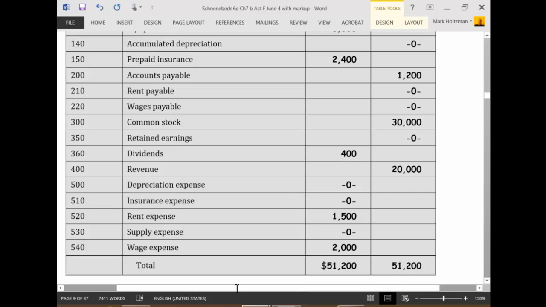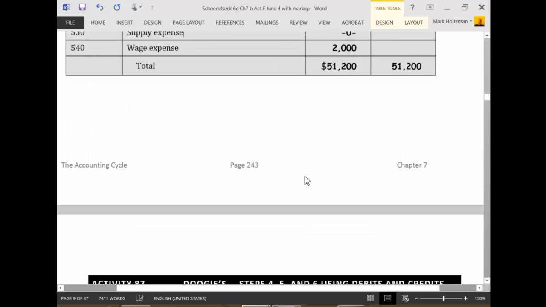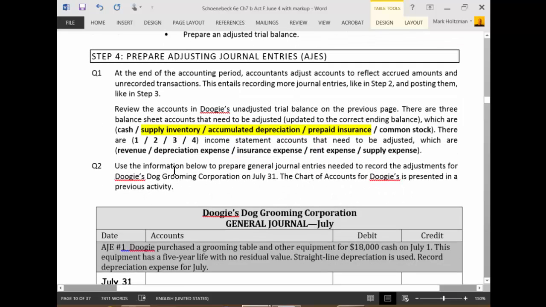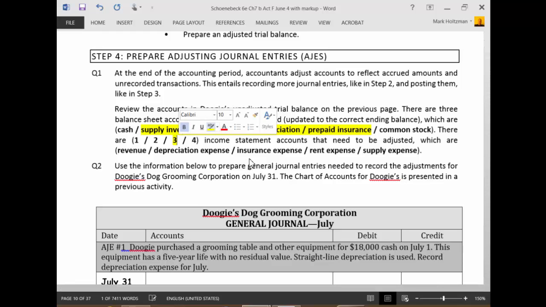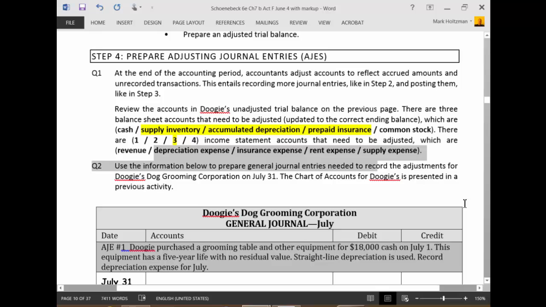But we did do depreciation, right, because we had an asset and we were using it. We did have some insurance because we were covered by the insurance policy, and we also had some supply expense because we would have used some of the supplies. So there are 3 different income statement accounts, these 3 that I just mentioned, that need to be adjusted. And they are depreciation expense, insurance expense, and supply expense.